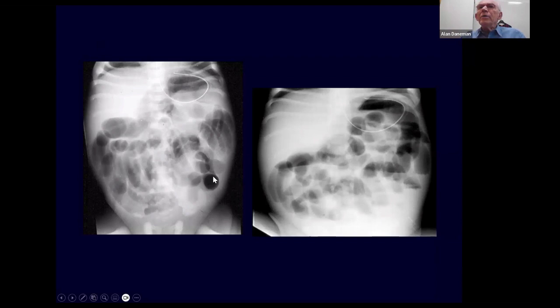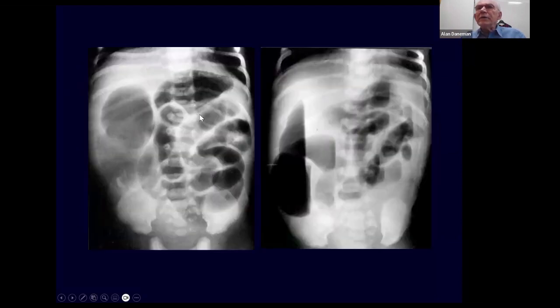In this one, there is diffuse distension again. You can see the loops are elongated. You don't see as many round loops, but there's one loop over here that is much larger than all the other loops. And in this one loop, with this baby in the lateral decubitus position, the left lateral decubitus position, you see very sharp air fluid levels.